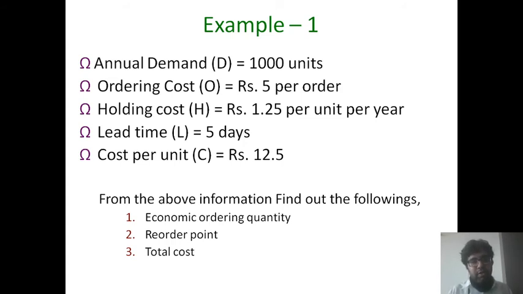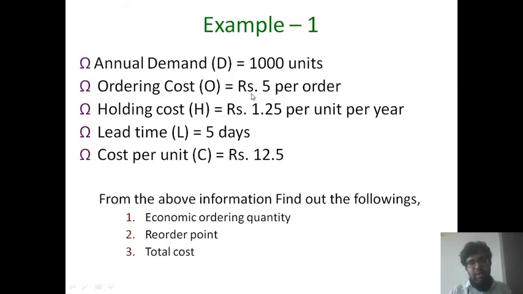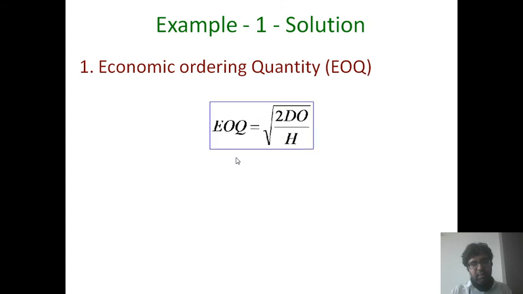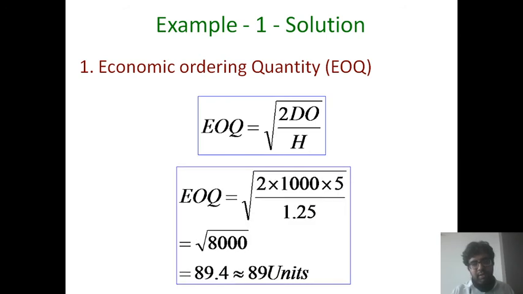Just note down the notations: D is equal to 1000 units, O is 5 rupees per order, that is your ordering cost, H is your holding cost 1.25 per unit, L is 5 days, that is lead time, and C is 12.5. First we solve the economic ordering quantity. Just see the formula and put the numbers in it. So 2 into 1000 into 5 divided by 1.25, under root, we get 89.4. Rounding off, it is 89 units. So your economic ordering quantity is 89 units.